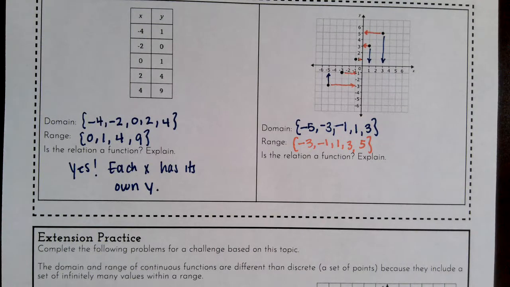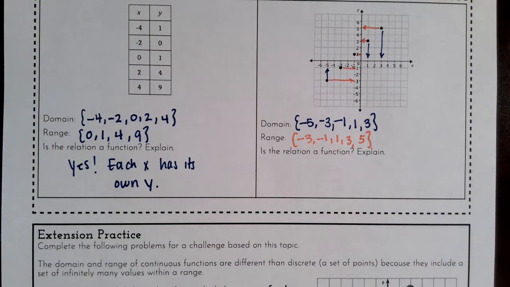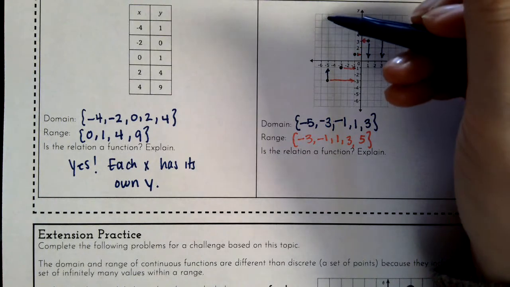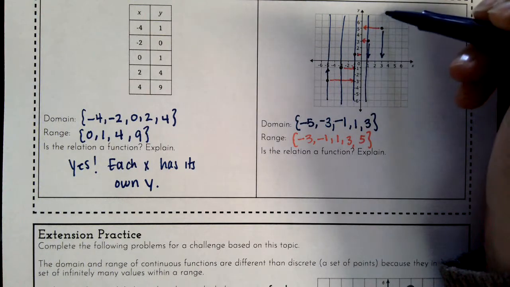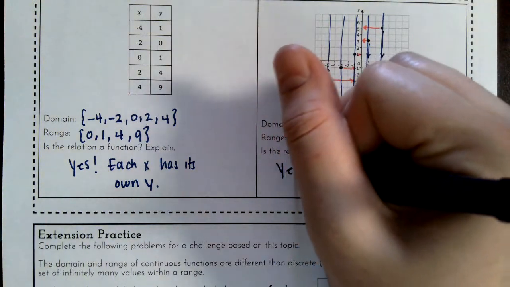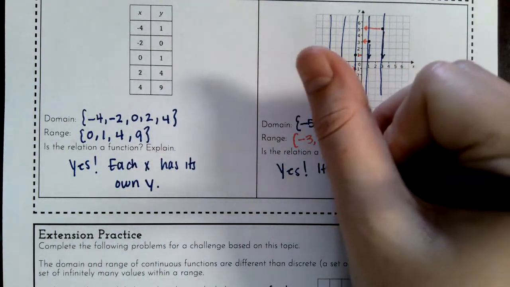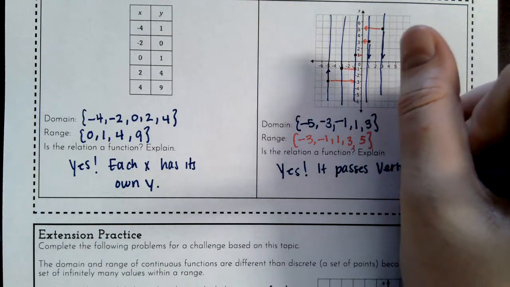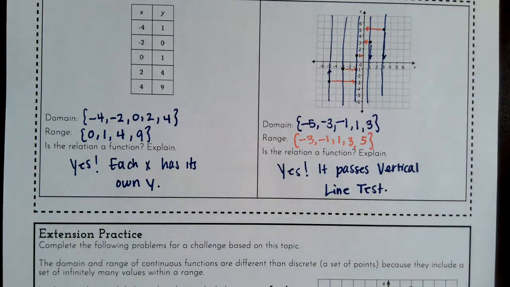Now for a graph, it's always pretty easy to tell if it's a function or not. We can use something called the vertical line test. If you can draw a vertical line that touches more than one dot, then it is not a function. But if you see all of our dots, if I drew vertical lines over them, I would never touch more than one dot. So this is a function. And you can say the birthday explanation, or you can say it passes the vertical line test. So those are all of our representations and how to find domain and range. I hope that helped.